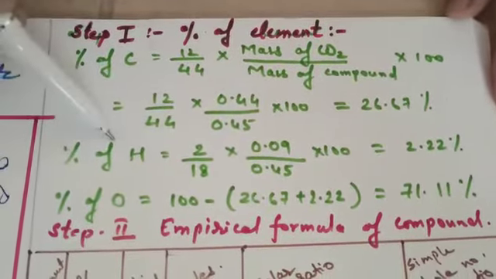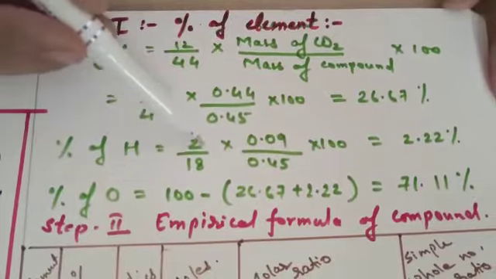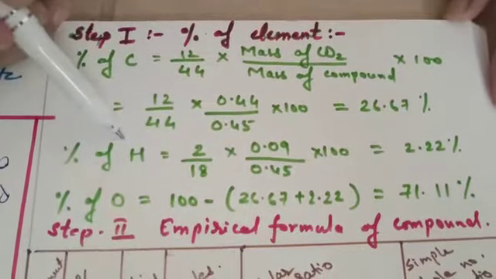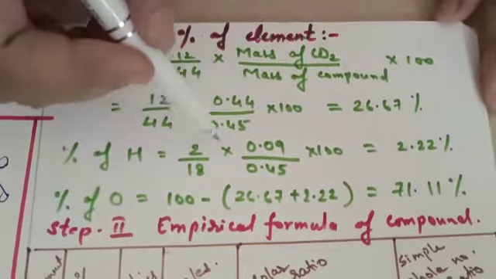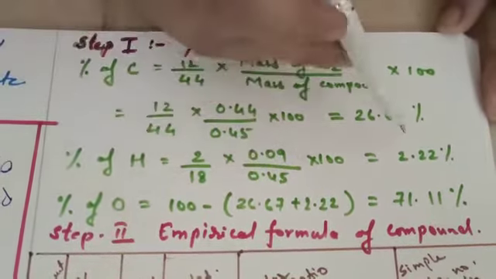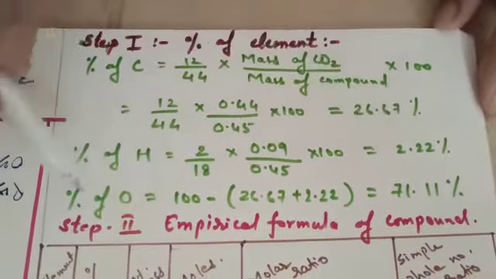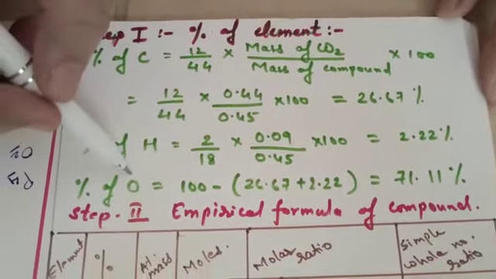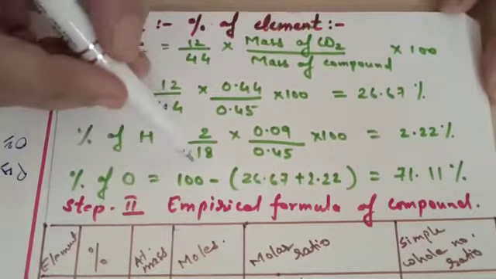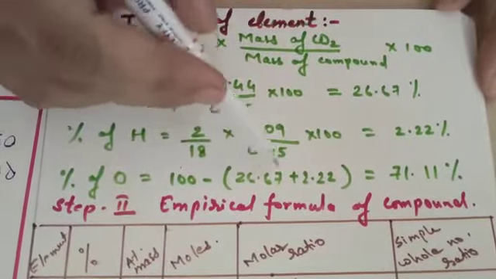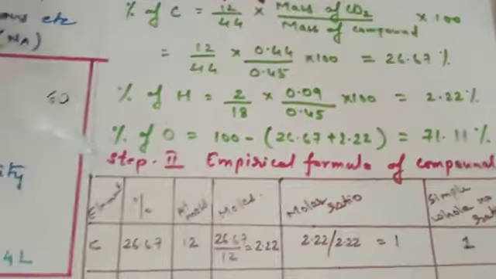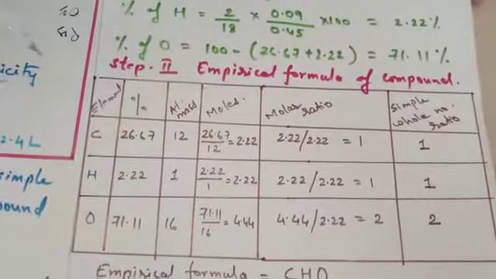Now percentage of hydrogen, 2 upon 18. What is this 2? 2 is the atomic mass of hydrogen, whereas 18 is the molecular mass of water. Into 0.09 upon 0.45 into 100 comes to be 2.2%. Then what is the percentage of oxygen? The remaining amount of the substance is the percentage of oxygen, that comes to be 100 minus 26.67 plus 2.22, which comes to be 71.11%. Second step is to calculate the empirical formula of the compound.